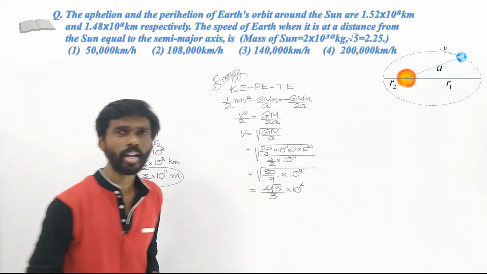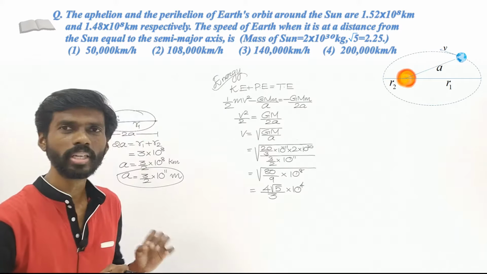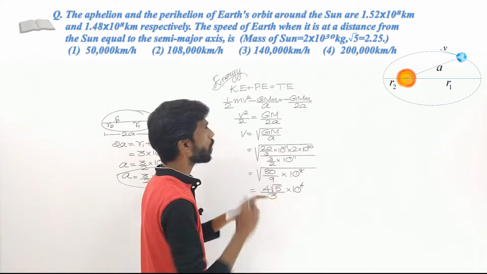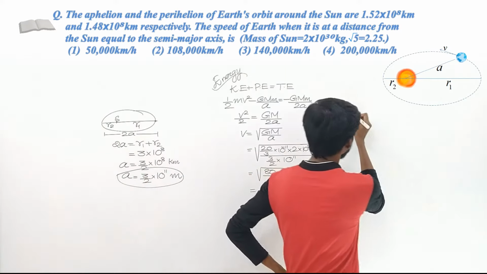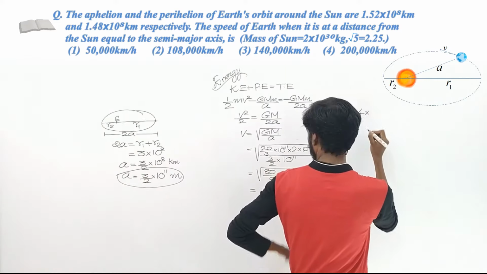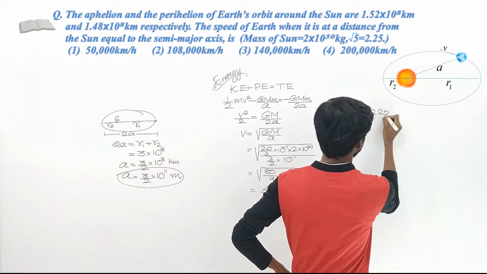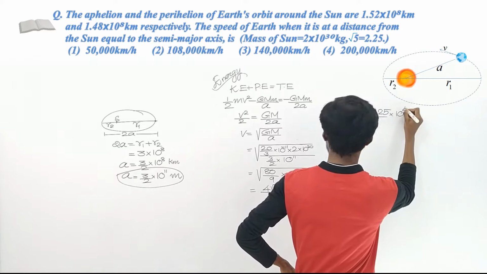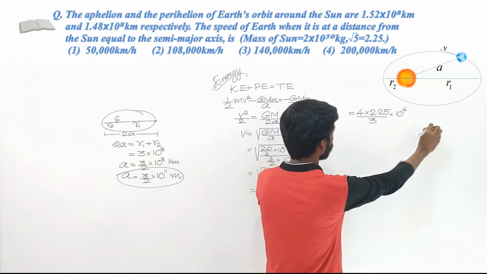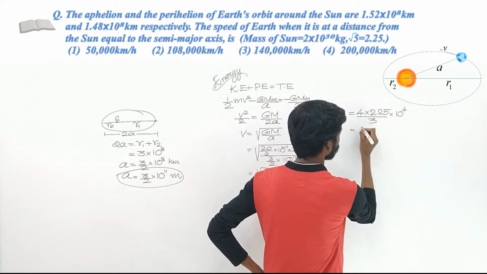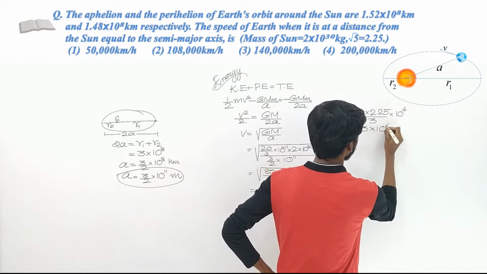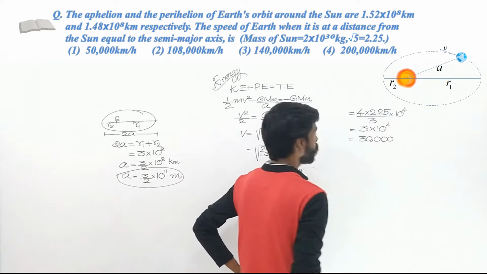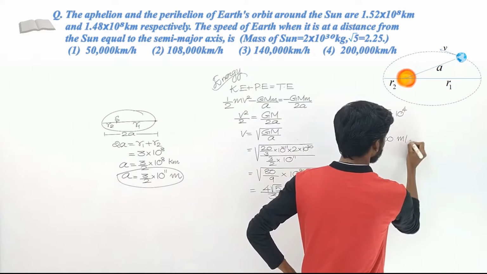Okay, now this root 5 value is approximately 2.236 something, but this value is given in the question. From that expression, we can write the value of root 5 approximately as that value. So that equals 4 multiplied by 2.25 divided by 3 times 10 to the power 4. Okay, so 4 times 2.25, so that is 8 plus 1, 9. So 9 by 3. So this is 3 times 10 to the power 4, or we can say 30,000. Yes, so 30,000 meter per second. So this is our required speed.